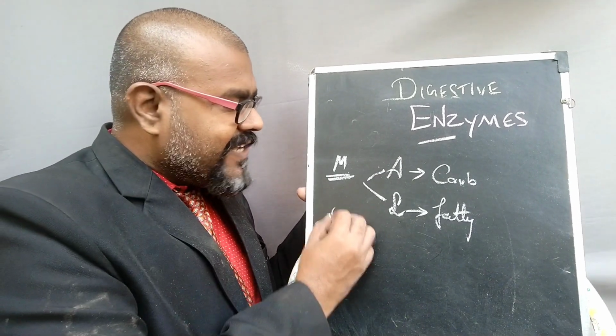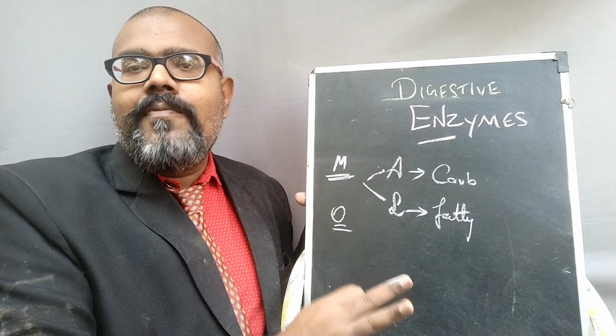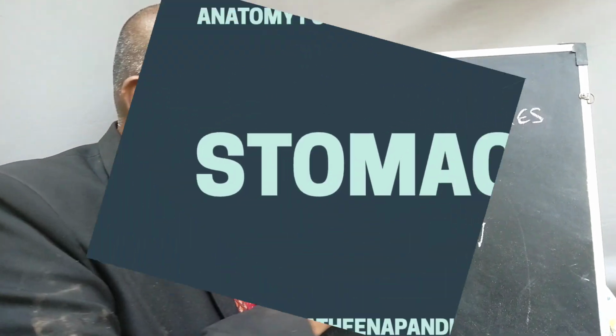The next region is the oesophagus. Of course, the oesophagus doesn't have any enzymes or hormones. It acts only as a traveling path.